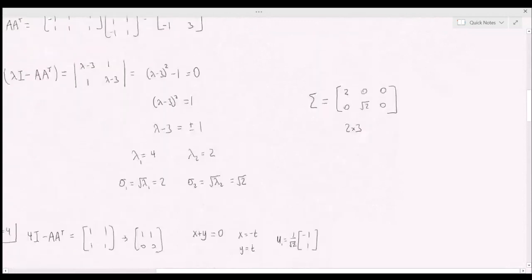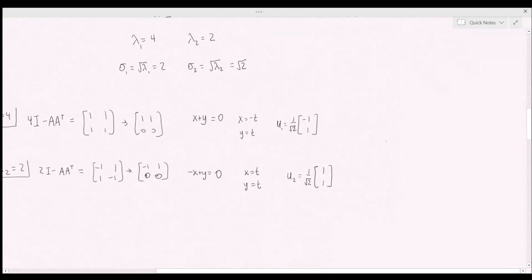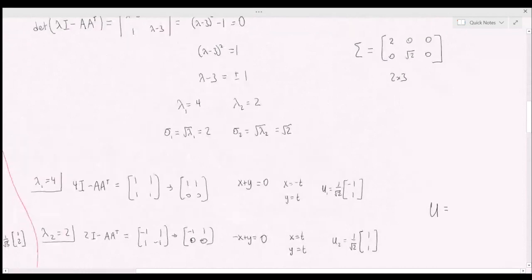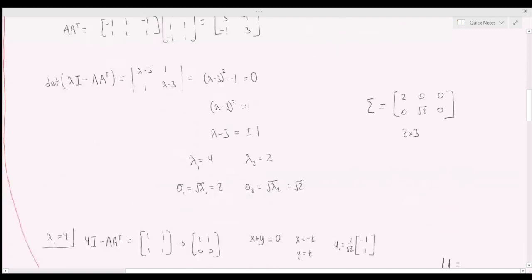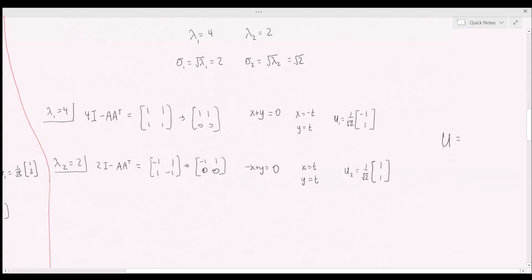Now let's see, matrix A was 2 by 3. Since A was 2 by 3, the matrix U that we'd be looking for would be 2 by 2. So then with the vectors u1 and u2 that we just found, we actually already have the matrix U that we need for the full SVD, because it's already 2 by 2.